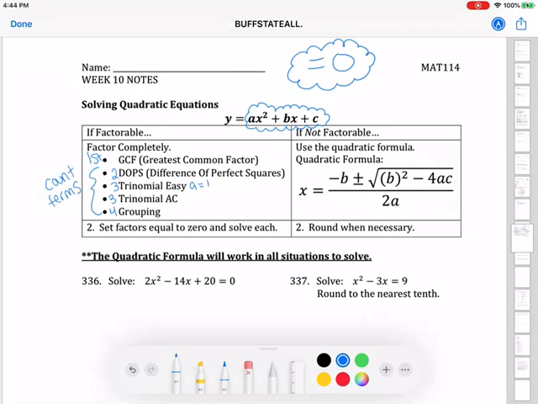You set it equal to 0, you factor it completely, which means factor it till it can't factor anymore. And then you do this last step right here, which is set your factors equal to 0, which essentially is just that tee it up that we talked about.